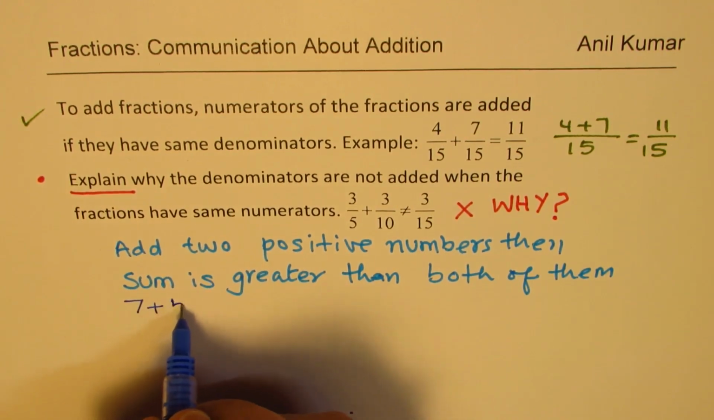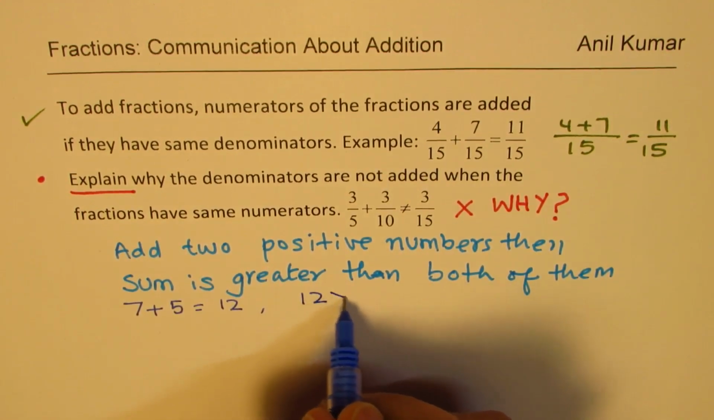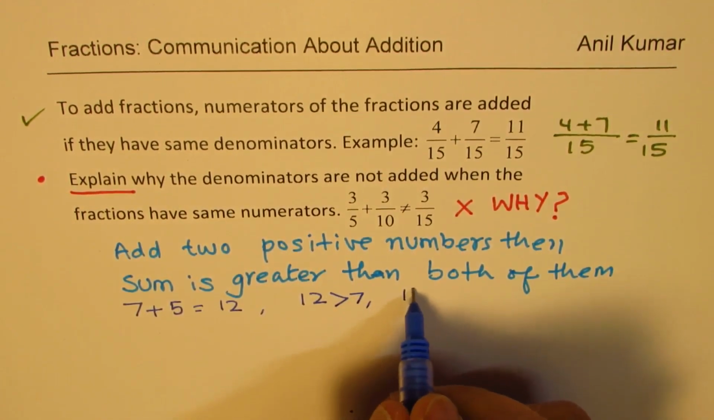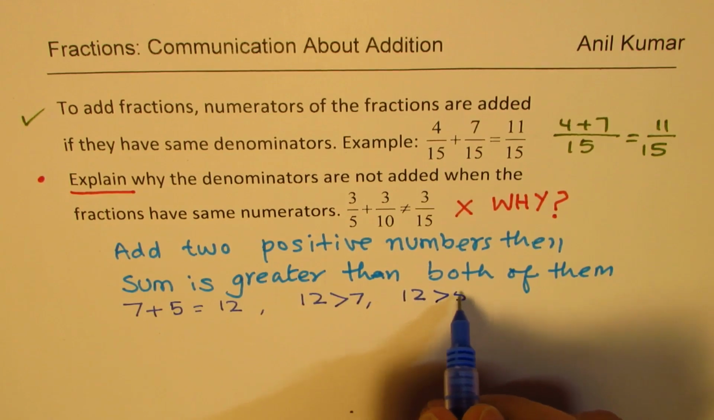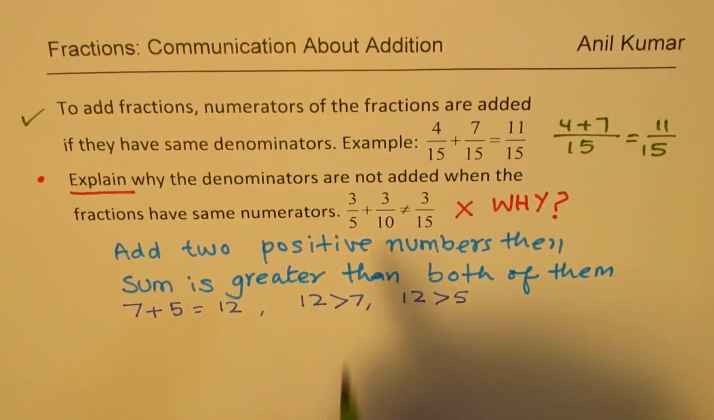let's say 5, I get 12. We know 12 is greater than 7 and 12 is also greater than 5. Right? So when we add two positive numbers, we do get a sum which is always greater. Correct? So that's the rule. That is how our number system works. Perfect.